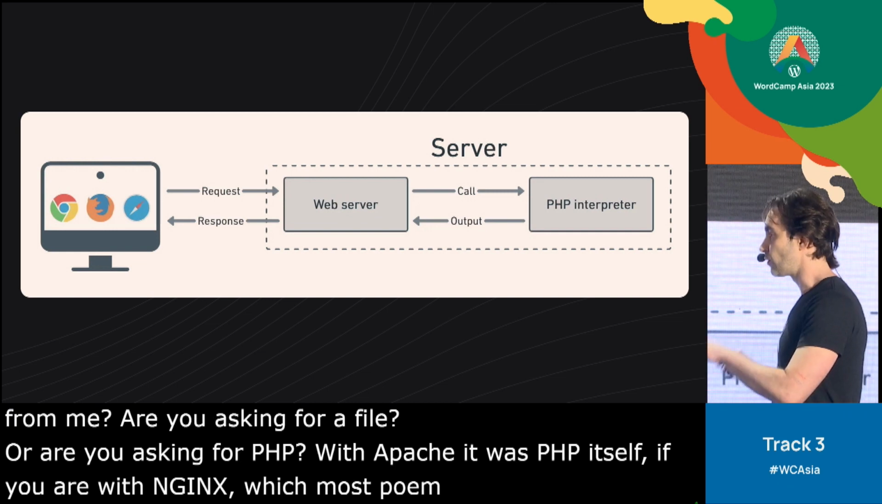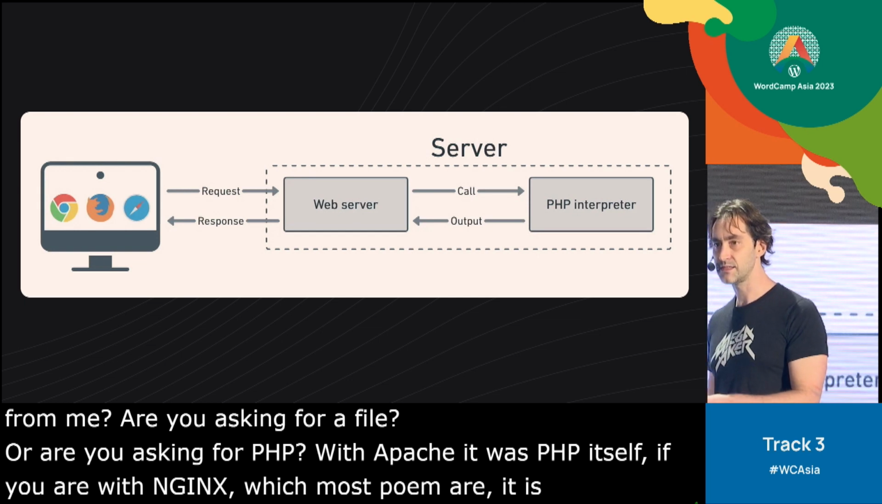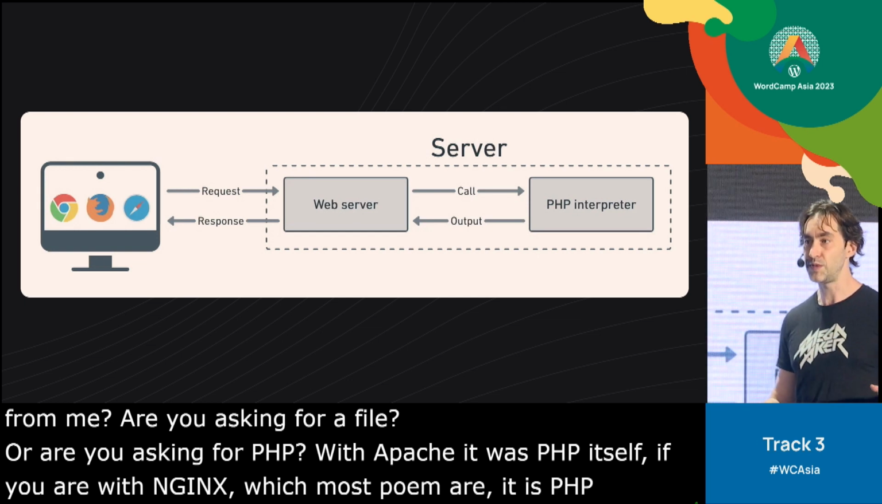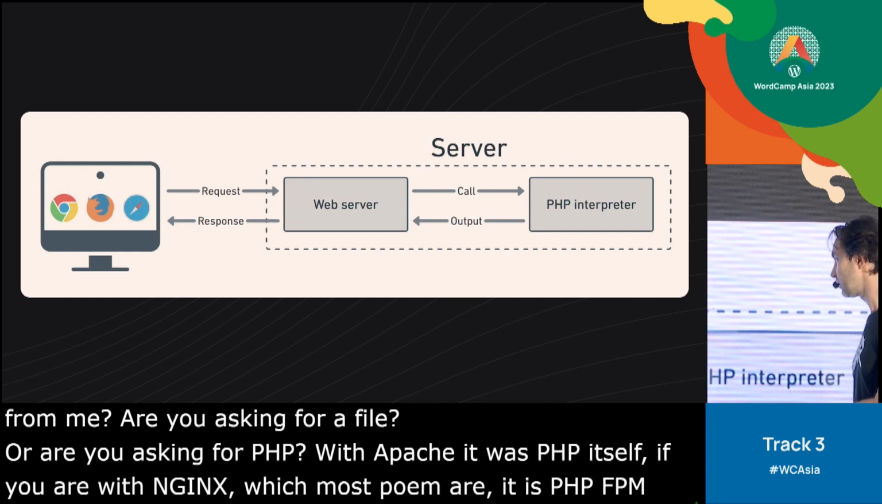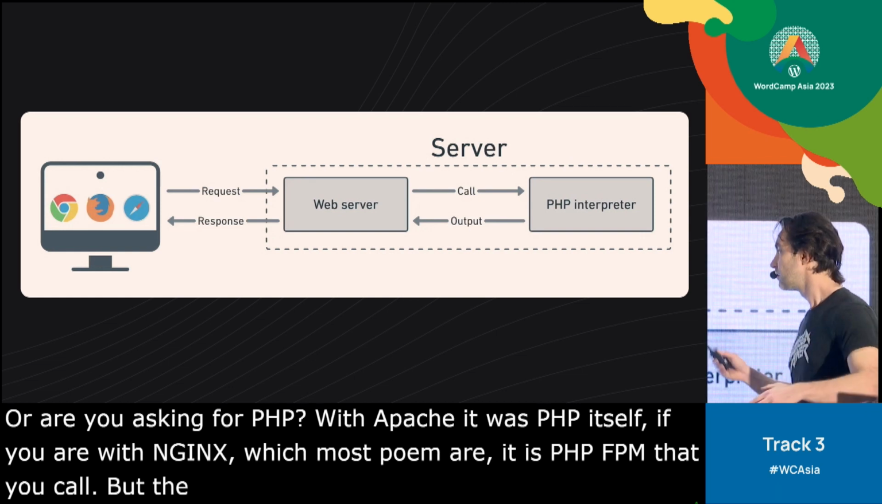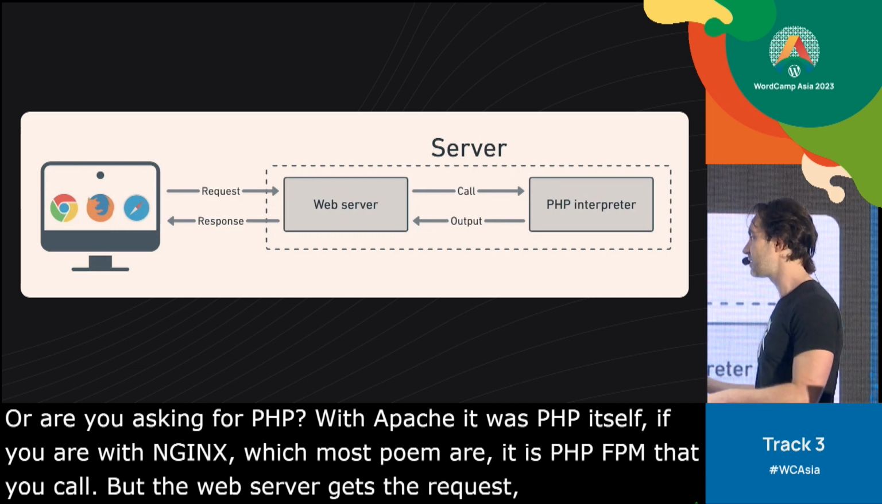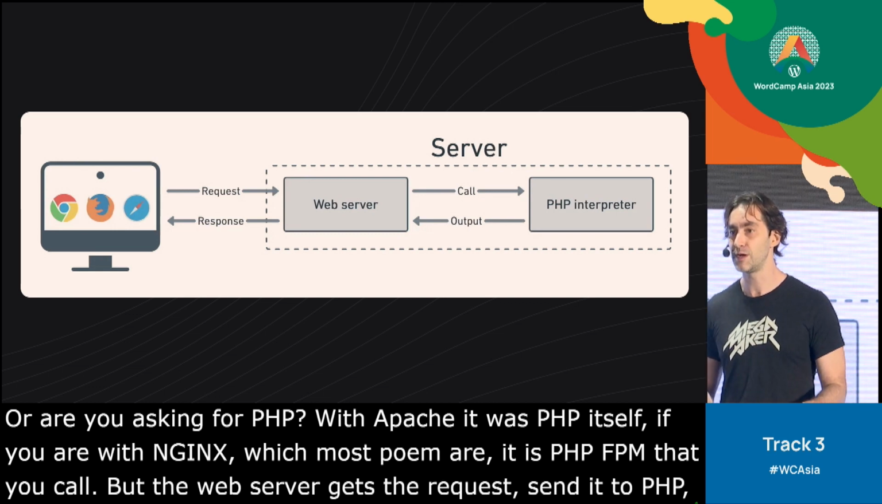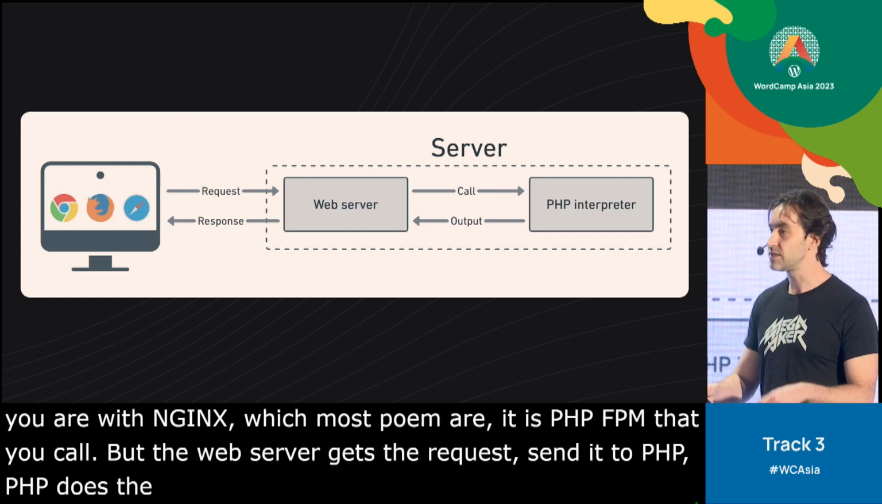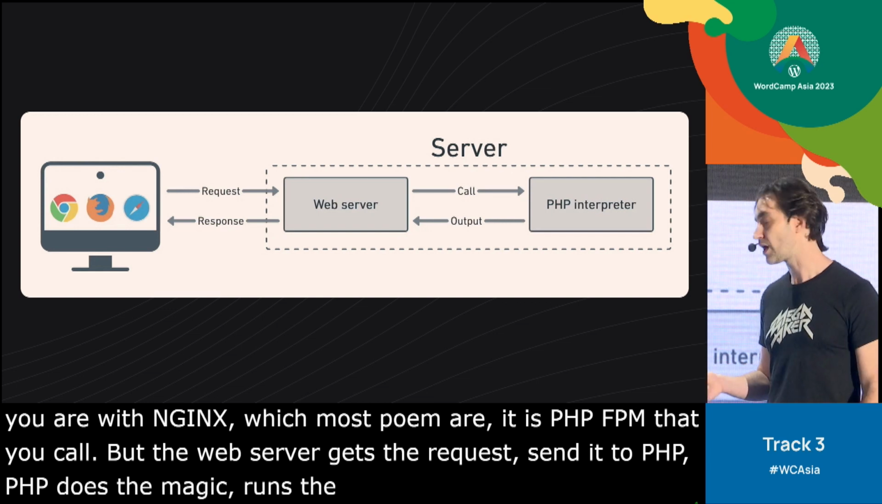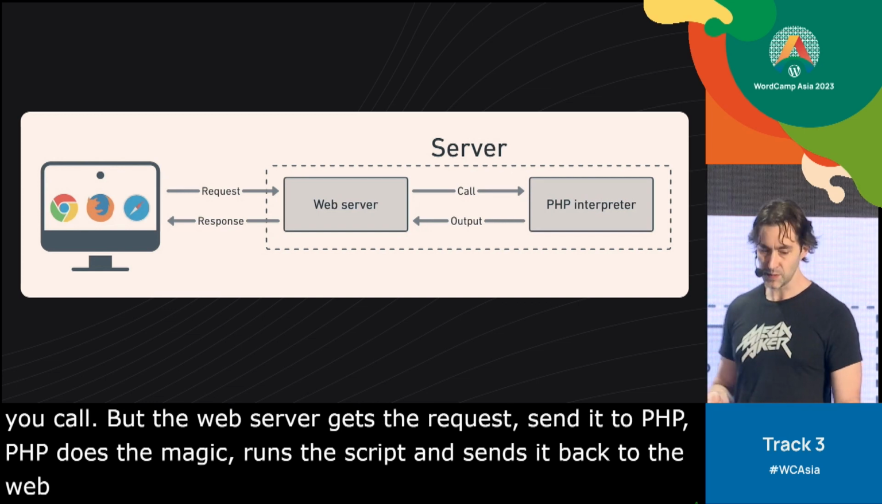The web server gets the request, realizes that it's for PHP, sends it to PHP. PHP does its magic, runs WordPress, the WordPress script, returns some HTML, sends it back to the web server, and the web server is like, okay, here's the status code, everything, let me send that back to the browser. So that's how PHP works.